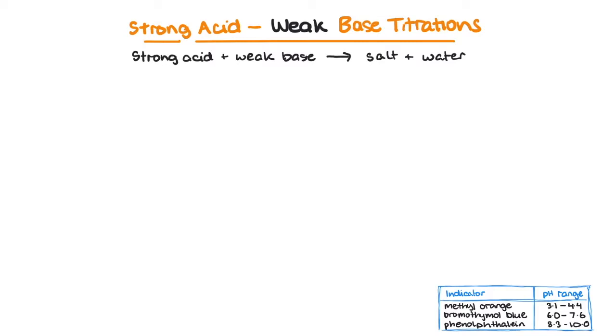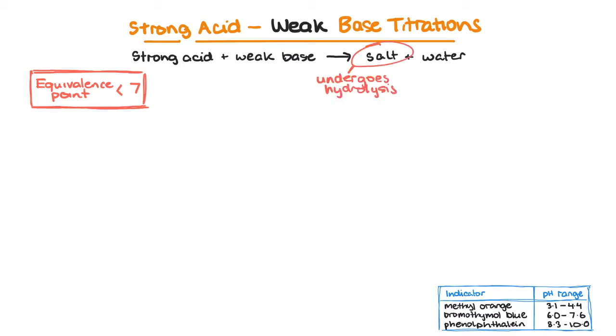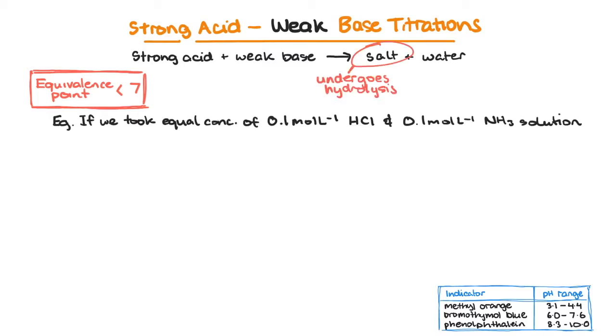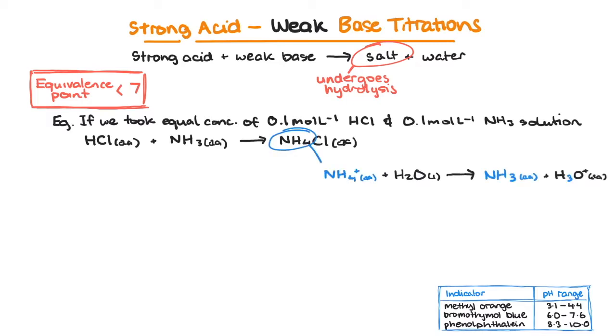The pH at the equivalence point of a strong acid weak base titration is less than 7 because of the hydrolysis of the acidic salt produced in the reaction. If we took equal concentrations of 0.1 moles per liter of hydrochloric acid and ammonia solution, it produces the ammonium chloride salt. The ammonium ion is a weak Bronsted-Lowry acid and hydrolyzes in water to produce hydronium ions, which decreases the pH of the reaction vessel.